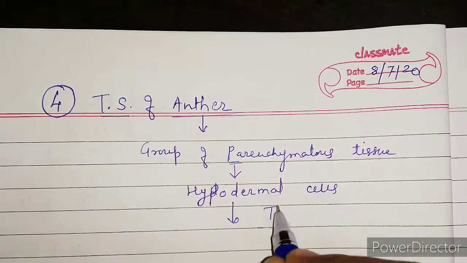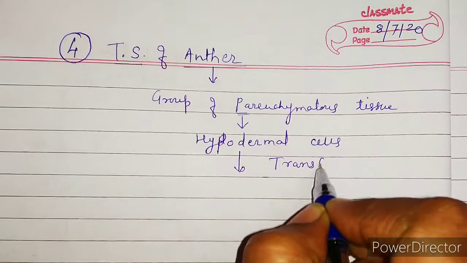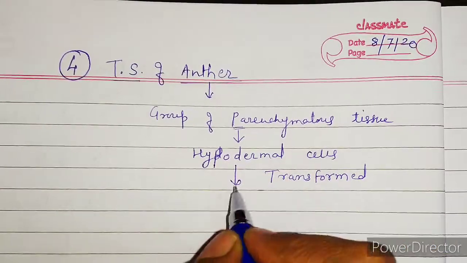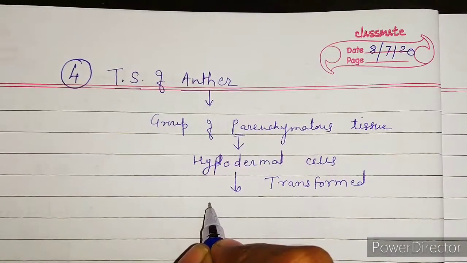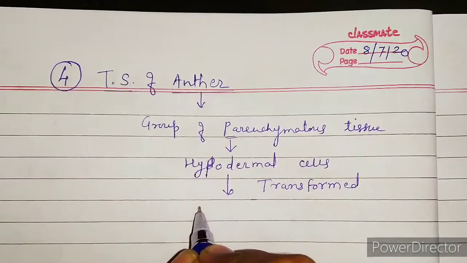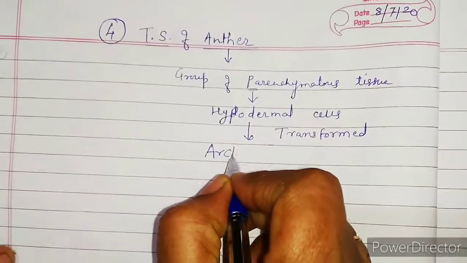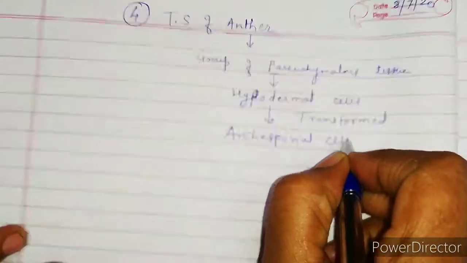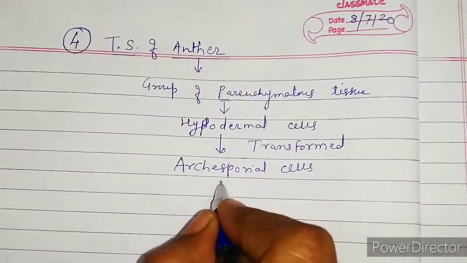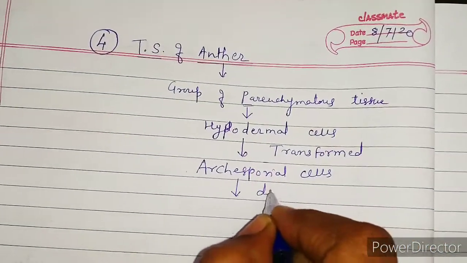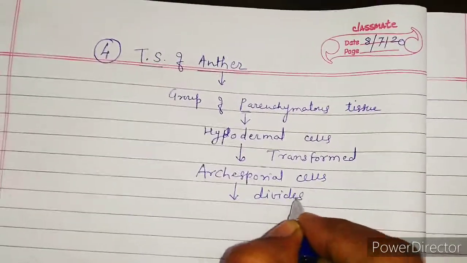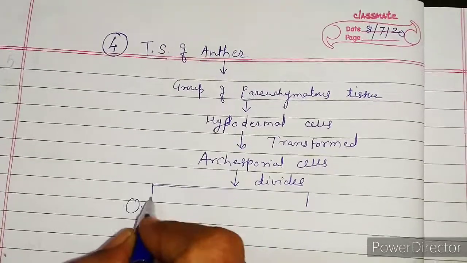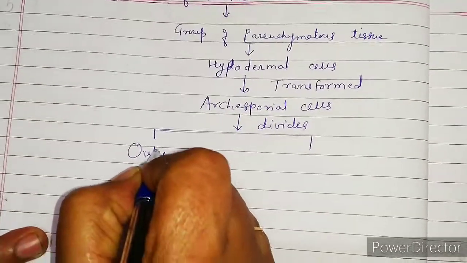they get transformed. So they are transformed into archisporial cells, and later on these archisporial cells divide into two types: the outer cells and inner cells.